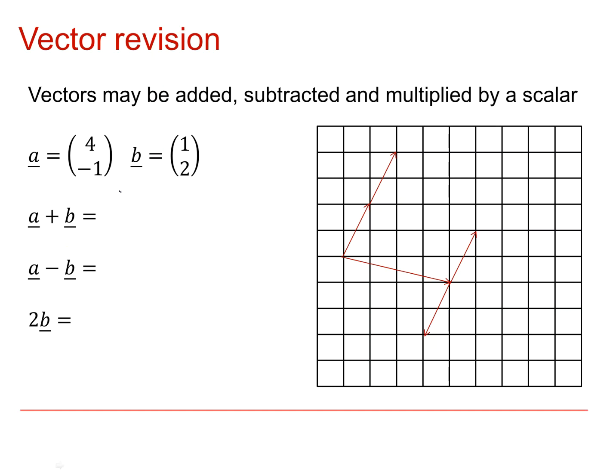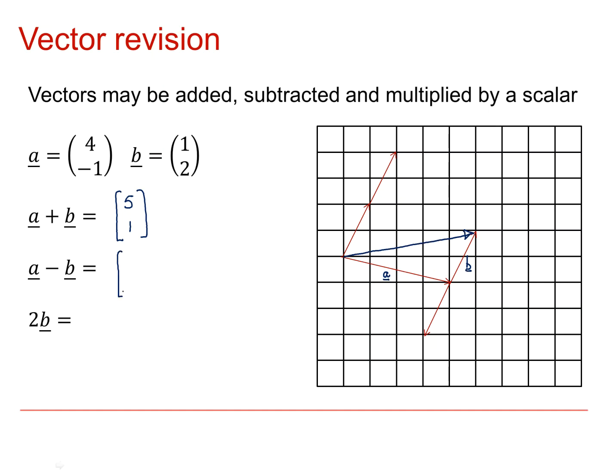OK, the vector a plus b, adding the components: 4 plus 1 is 5, minus 1 plus 2 is 1. On the diagram you can see that this is the vector a and this is the vector b, and if I do a followed by b, then I do get the vector (5, 1).